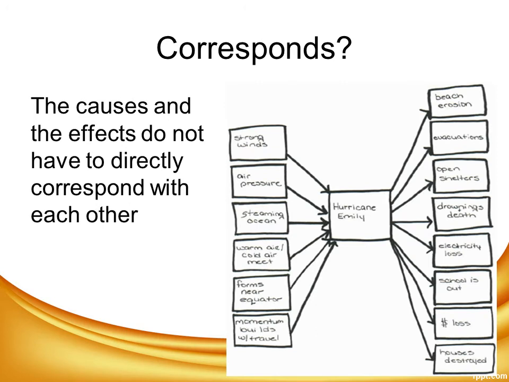In a multiflow map, the causes and the effects do not have to correspond. The causes on the left-hand side correspond with the situation. The situation then corresponds with the effects. A cause on one side does not correspond with the effects on the other, but through the situation. Therefore, the causes only have to correspond with the situation, and the situation only has to correspond with the effects.